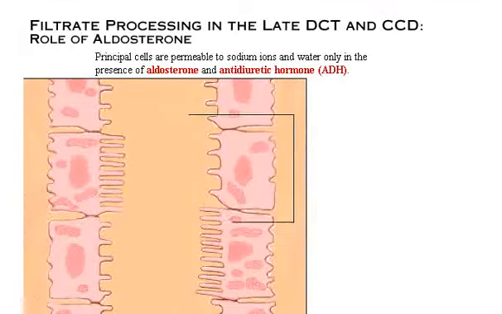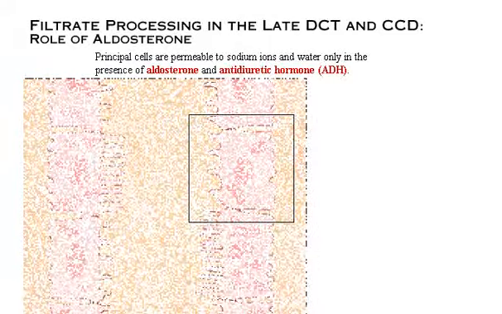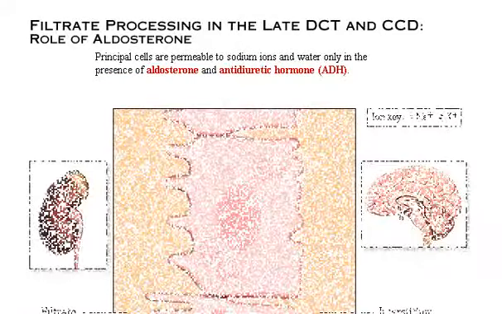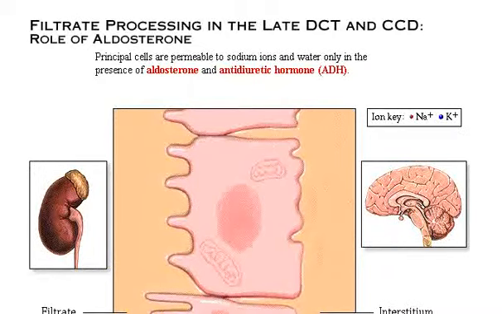The permeability of the principal cells to sodium ions and water is controlled by two hormones. That doesn't play a role. Aldosterone from the adrenal gland, and antidiuretic hormone, or ADH, from the posterior pituitary gland.